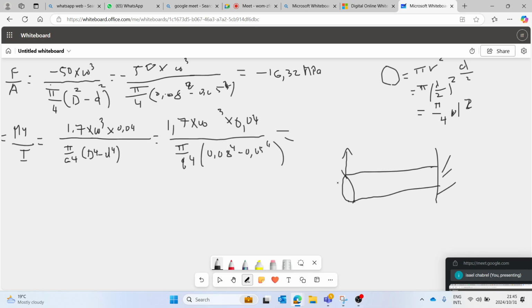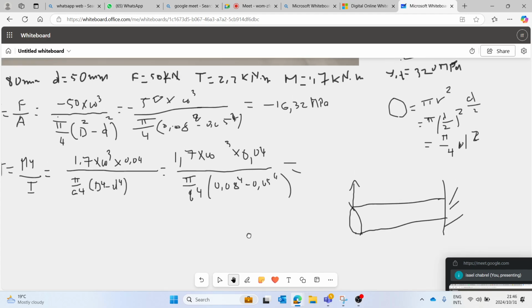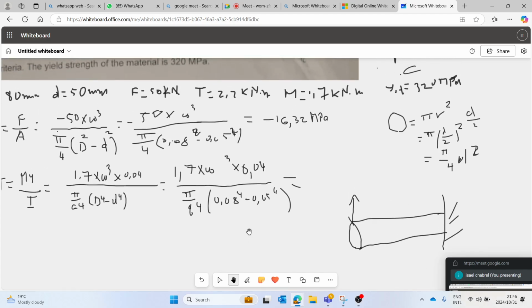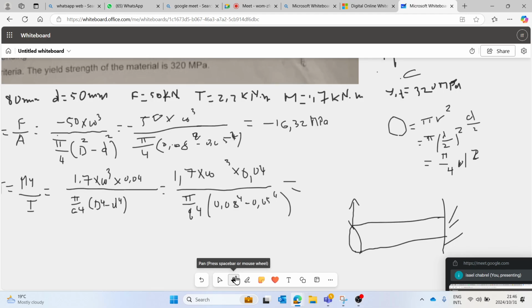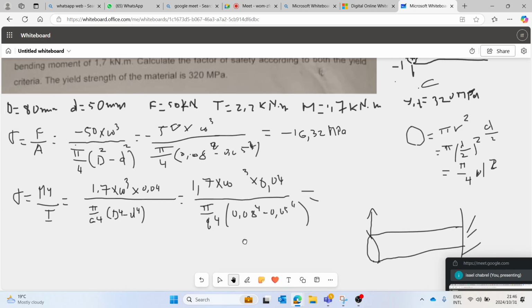But when you're solving this part, you say that the bending is due to the direct force. Are we going to have two bending, one for the direct force and one for the bending moment? We won't have two bending threads. Let me repeat myself: we won't have two compressive forces, one for the direct force and one for the bending moment.